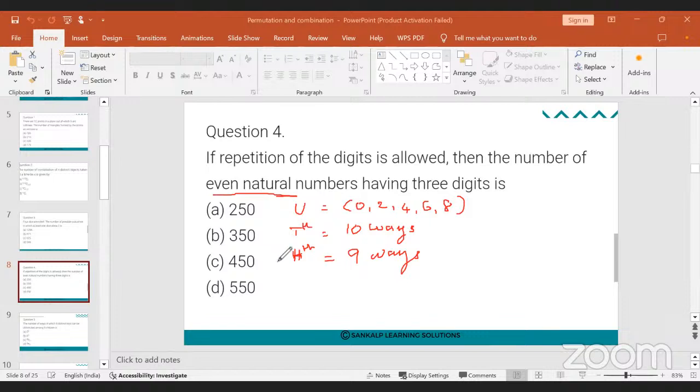So the total number of ways we can arrange the number is unit into 10th into 100th. The unit place can be filled in 5 ways, correct? So 5 into 10 ways into 9 ways. Try to get the answer. 5 into 10 is 50, 50 into 9, five nines are 45, so 450. Option C is the correct answer.